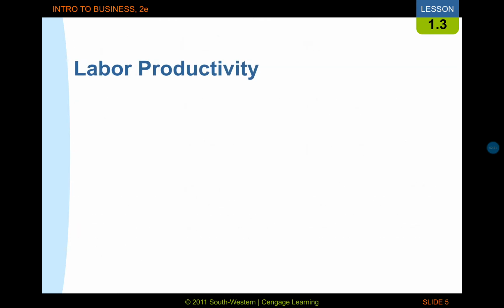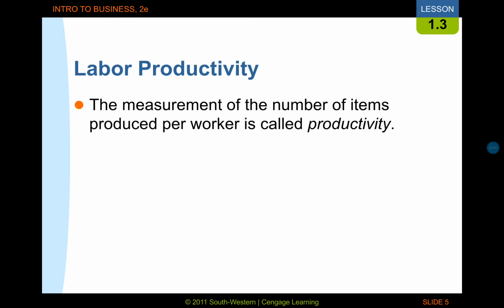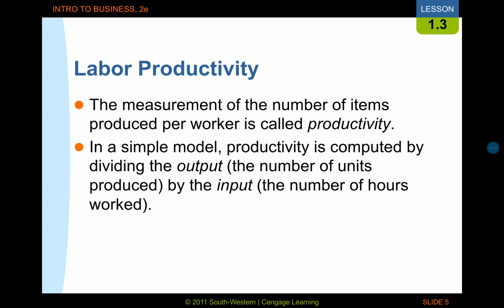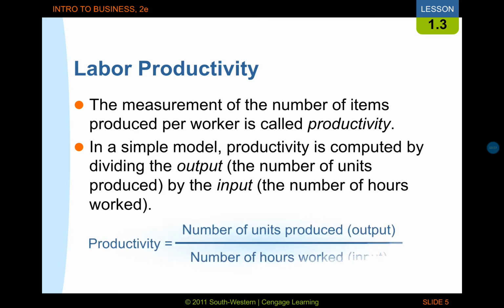So next, let's look at labor productivity. It's the measure of the number of items produced per worker. So it's 1 worker. There's simple math to calculate that. It's computed by dividing the output, which is the number of units produced by that worker, by the input, or the number of hours used to produce those units. So this is the formula.